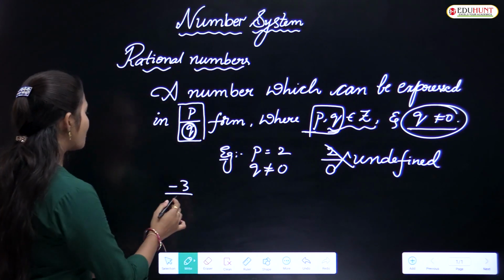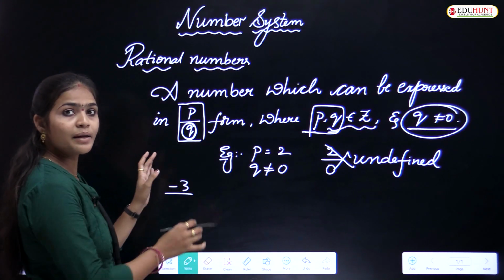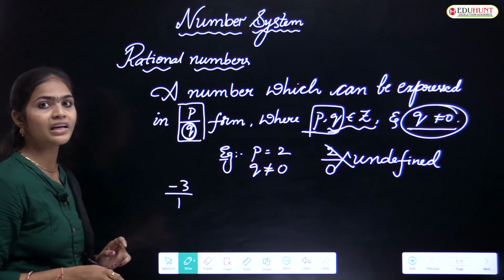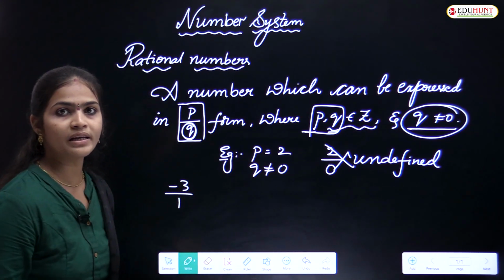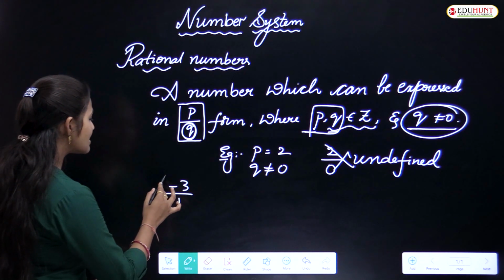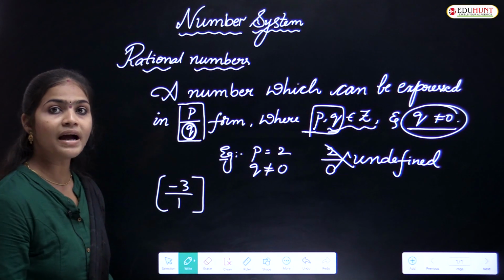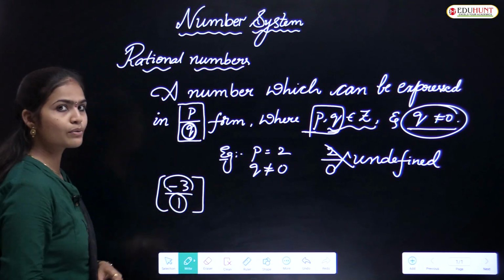Yes, see here. Minus 3 is there. The integer I have taken here is minus 3. I am going to convert this into fraction form. How? By taking 1 in the denominator. Now observe that this is in the form of P by Q or not? Minus 3 by 1. So here P is equal to minus 3 and Q is equal to 1.